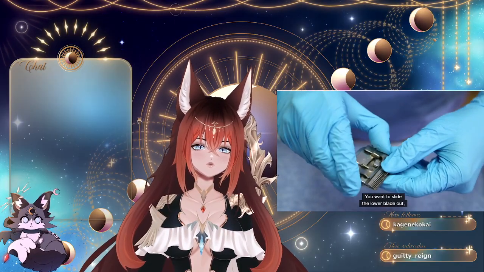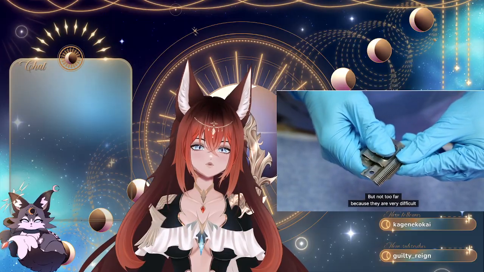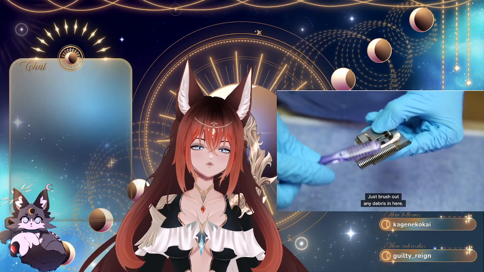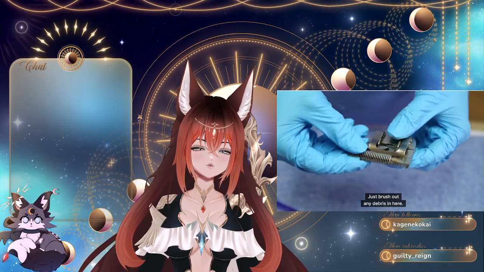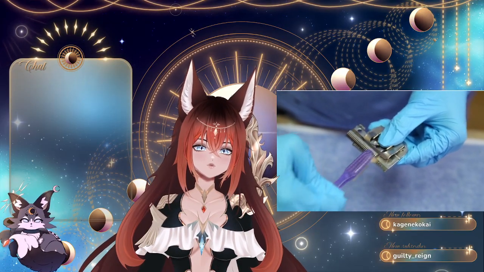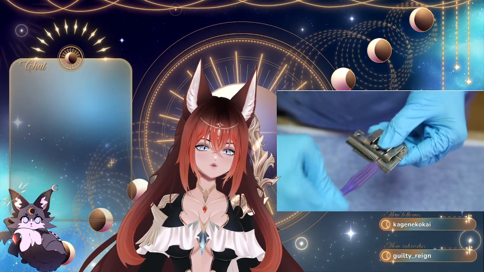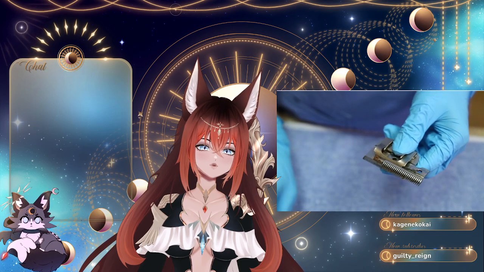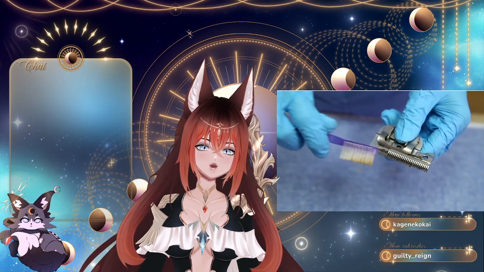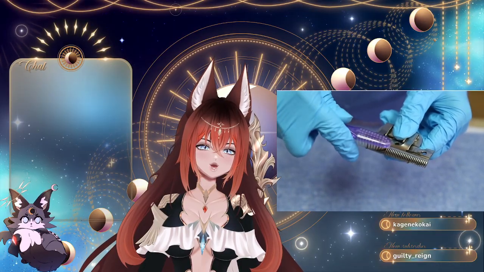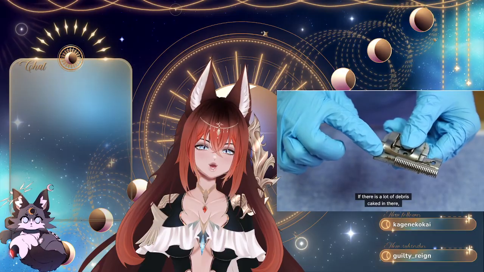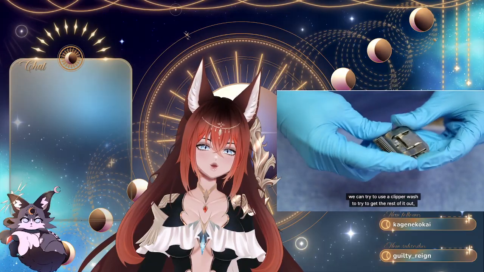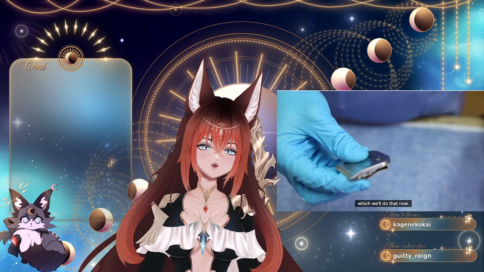You want to slide the lower blade out, but not too far because they are very difficult to get back in. Just brush out any debris and hair. So gross. And go back the other direction. Oh god, that's really nasty. Oh, rusty. Now if there's a lot of debris caked in there, we can try to use a clipper wash to try to get the rest of it out, which we'll do that now.